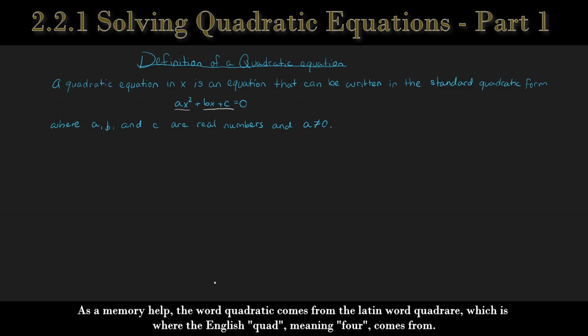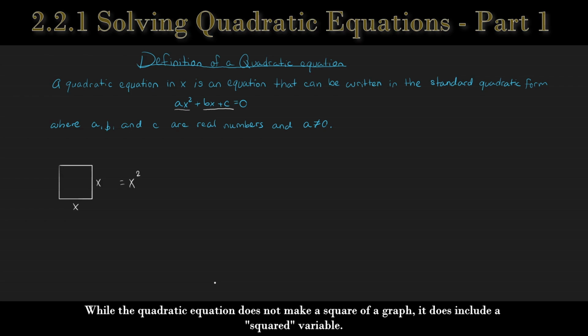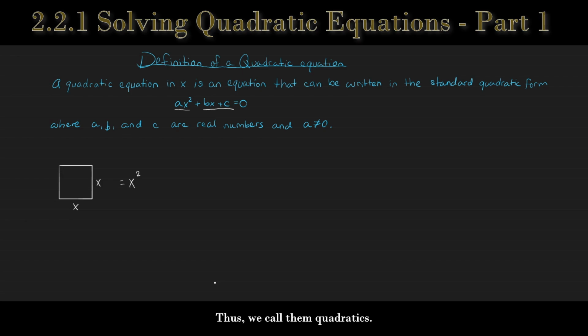As a memory help, the word quadratic comes from the Latin word quadrare, which is where the English quad, meaning 4, comes from. Geometrically, it takes 4 equal sides to make a square, and if you remember geometry, the area of a square is given by the formula x squared. While the quadratic equation does not make a square on a graph, it does include a squared variable. Thus, we call them quadratics.